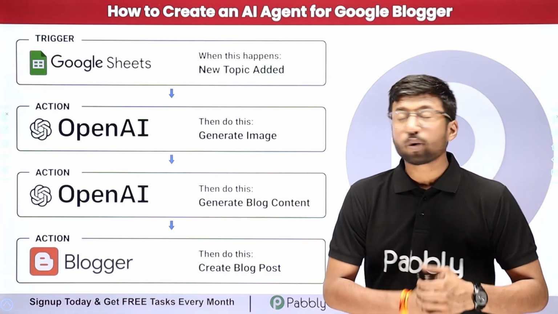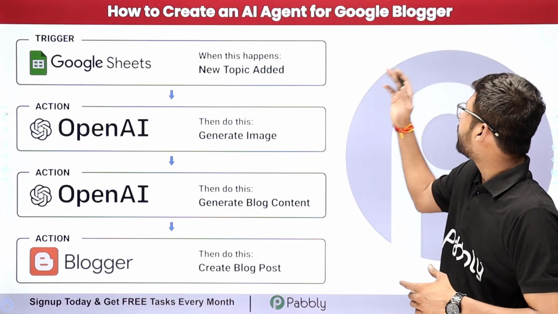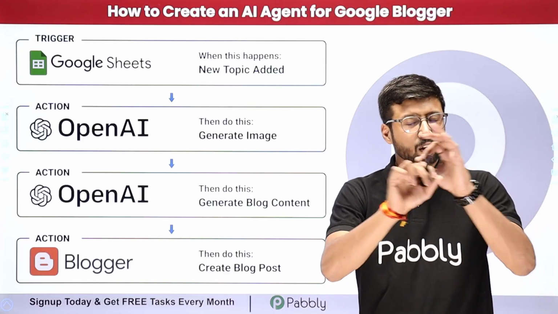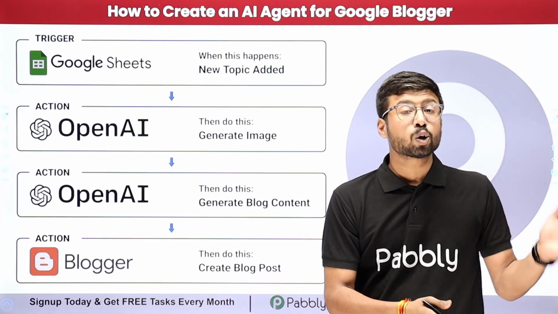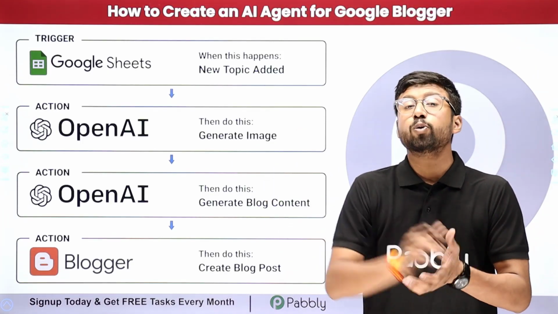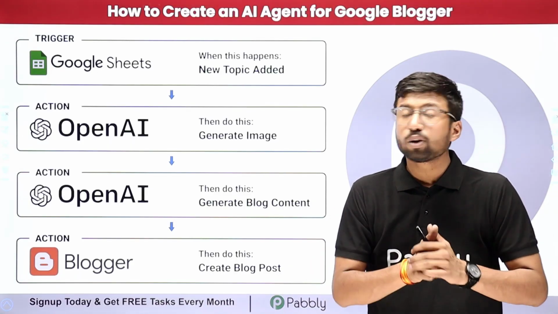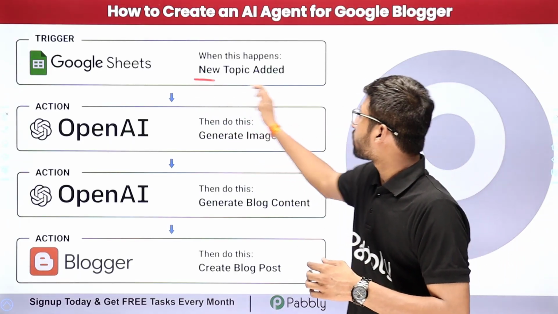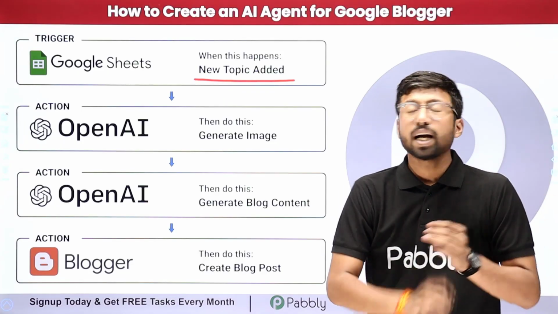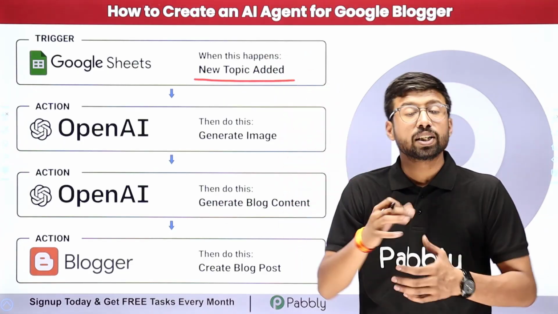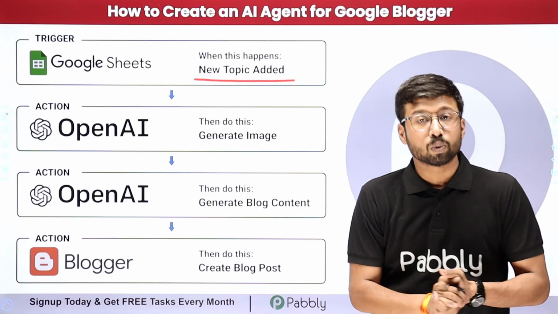So in this video, we are going to learn how to create an AI agent for Google Blogger. Now the AI agent which we are going to create automatically generates the blog content and posts it on Google Blogger. So all we have to do is just add the topic of the blogs in your Google spreadsheet. This AI agent will get the topic details from Google Sheets and then send it to an AI platform like OpenAI.